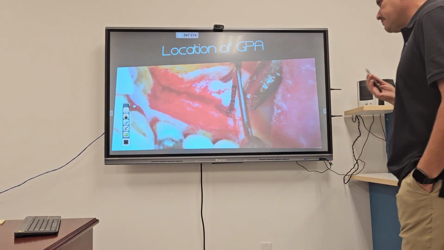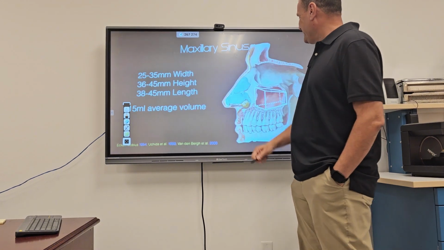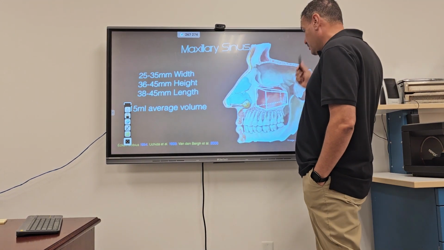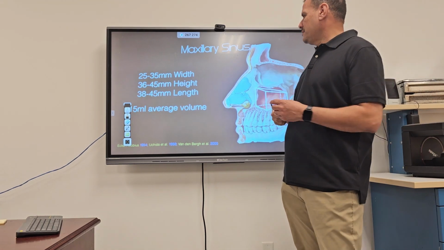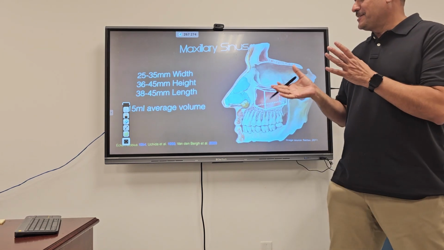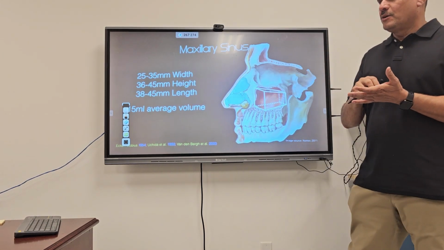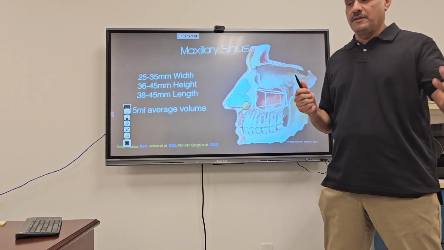So you have to find the location. GPA, greater palatine. This is the sinus, the maxillary sinus. In old books, they call it the sinus of Highmore. Anyway, at that time they called it that as if they found it, but they didn't find it. They just discovered it, but they put their name everywhere.